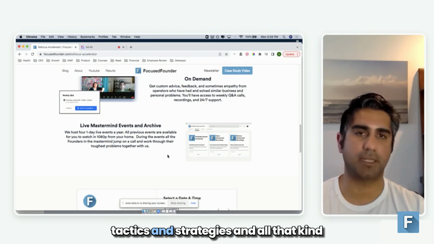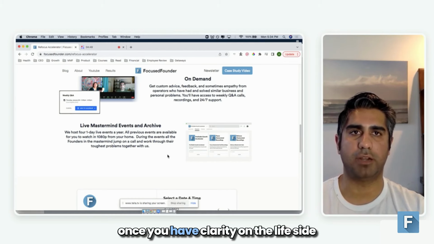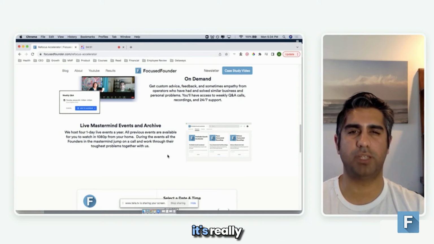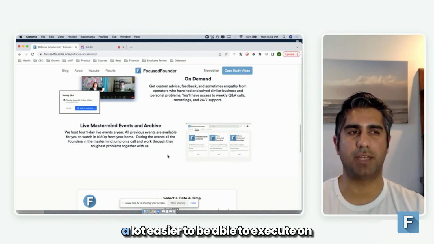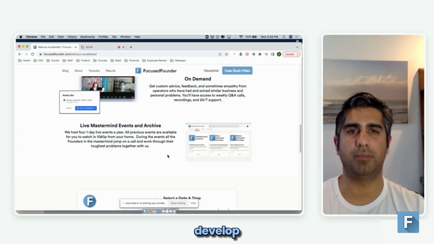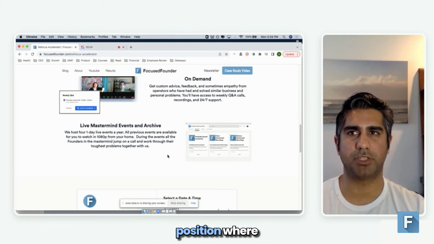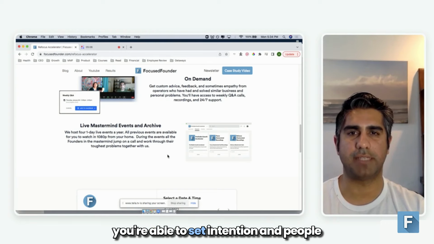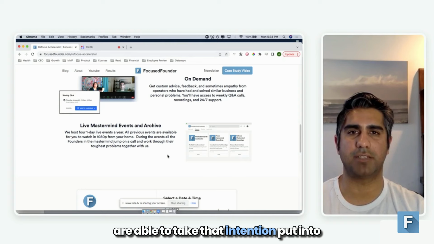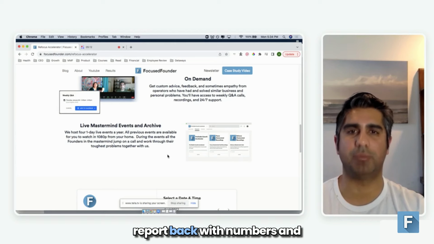And we have business tactics and strategies and all that kind of stuff too. But once you have clarity on the life side, it's really a lot easier to be able to execute on the tactics, trust someone else to be able to execute on the tactics, develop a leadership mentality and position where you're able to set intention and people are able to take that intention, put it into a plan, and put that plan into action and execute on it, report back with numbers.